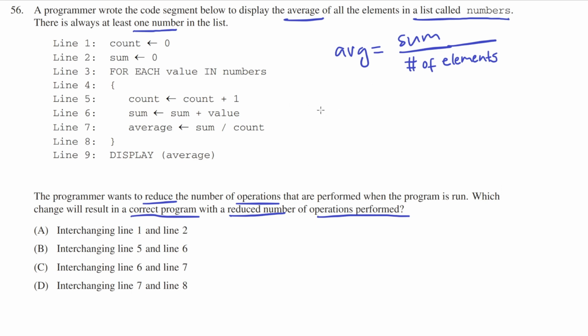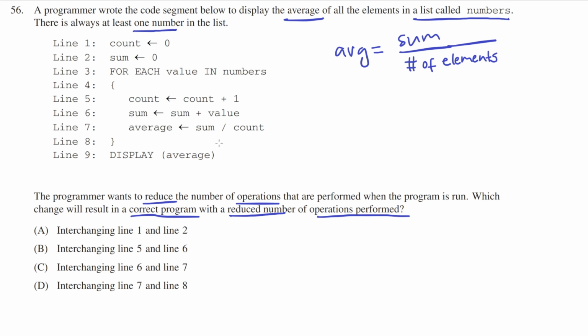So all we need to find out is the sum of all the elements and how many elements there are. And this for each loop accomplishes that with these two variables here, because we are adding 1 every time we encounter a new element in numbers, and we're adding the value of that new element to the value of sum. So that way we're keeping track of the total count and the total sum.